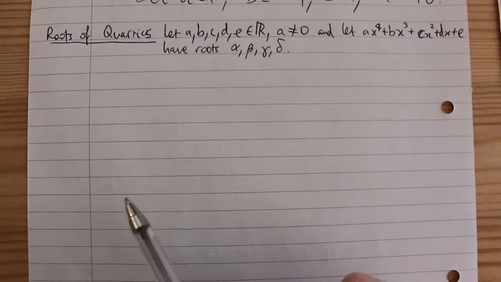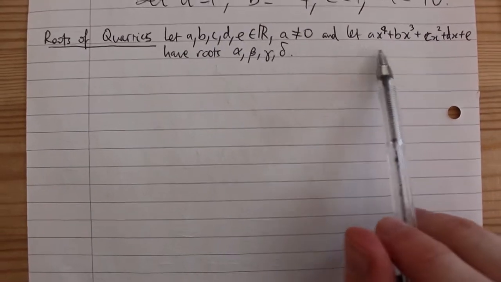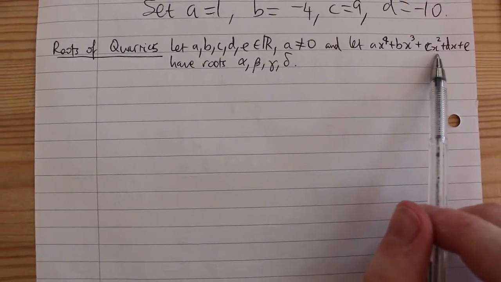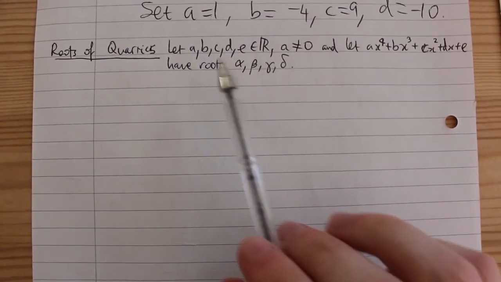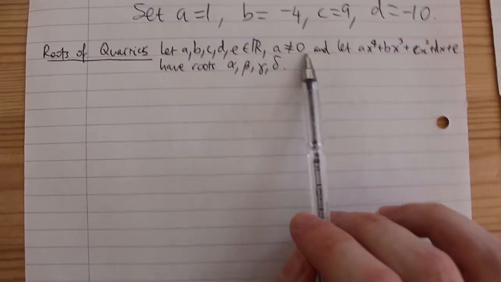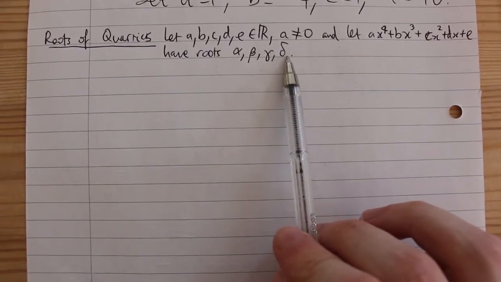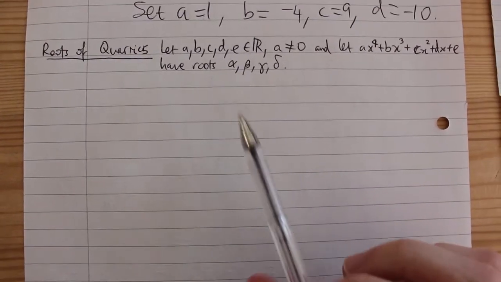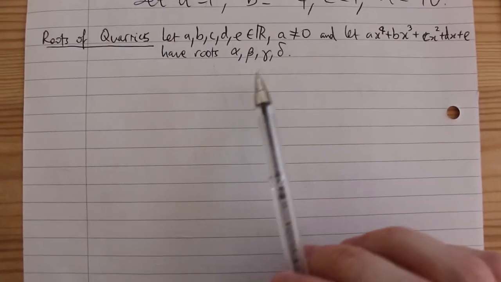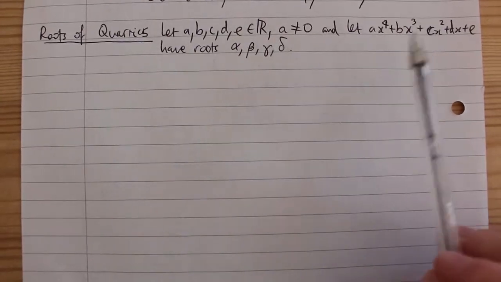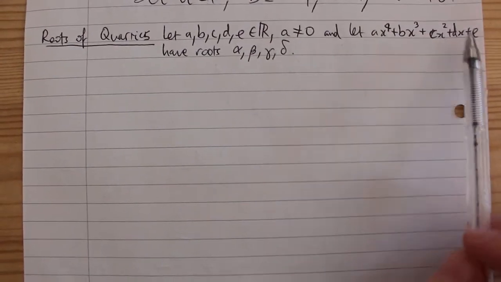We're now going to extend Vieta's formulas to quartic equations. So given the quartic polynomial ax to the 4 plus bx cubed plus cx squared plus dx plus e, where the 5 coefficients are real and a is non-zero, and roots alpha, beta, gamma, delta, we can do exactly the same as we did with cubics.